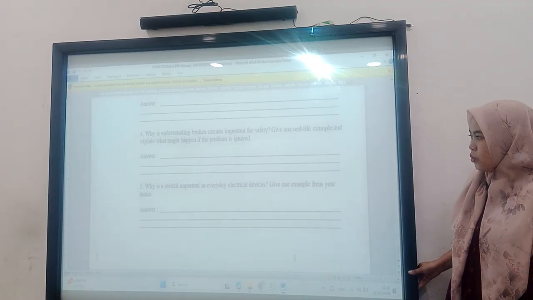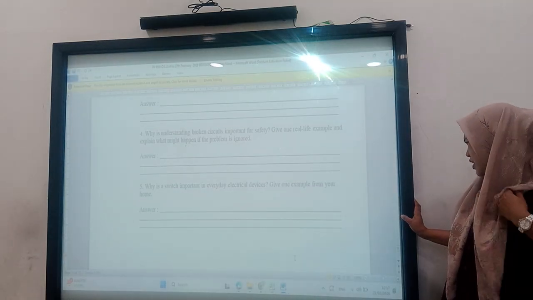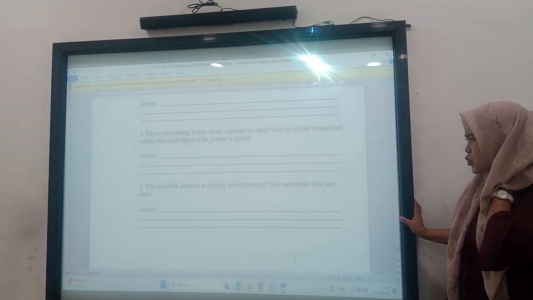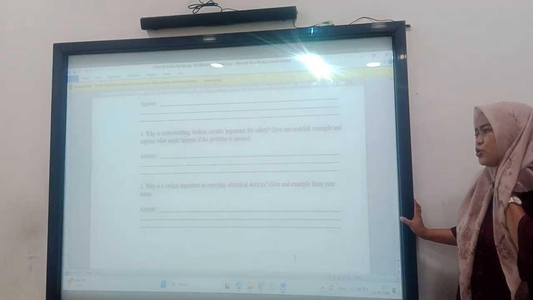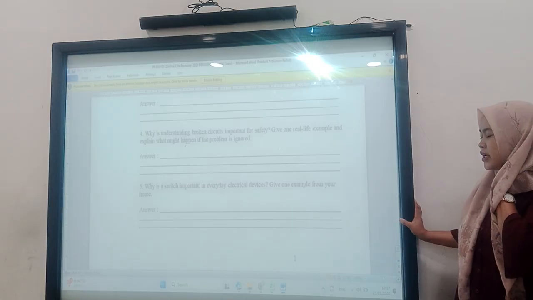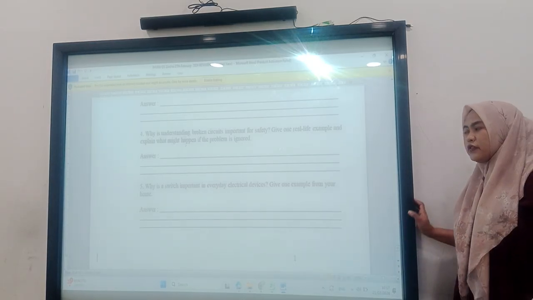Five, why is a switch important in everyday electrical devices? Give an example from your home. A switch is important because it can control the electricity and keep us safe. For example, I use the light switch to turn on and turn off the light.